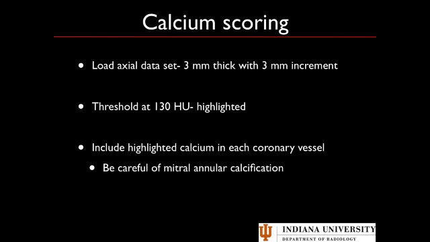So basically what's going to happen is you're going to acquire images that are 3 millimeters thick with 3 millimeter increments, and that's basically left over from EBCT. That's the way EBCT was obtained. And we're going to load that axial data set.